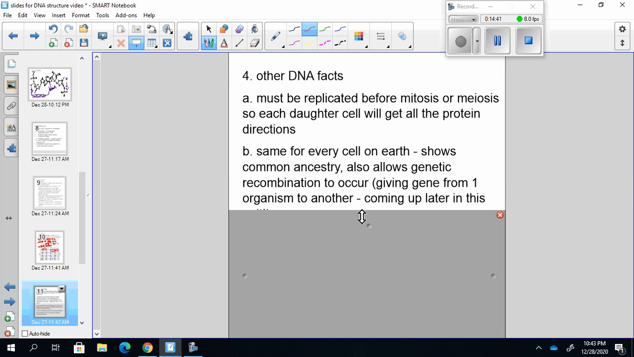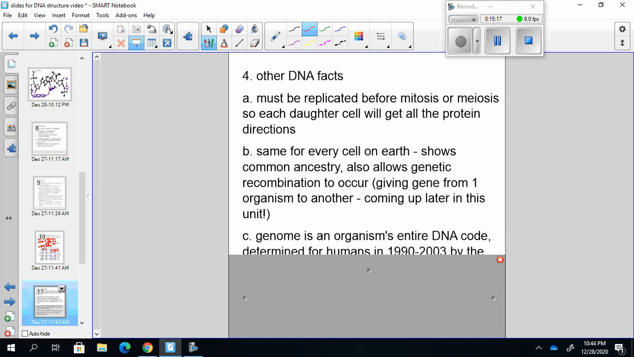And DNA is the same for every cell on Earth. It doesn't matter if it's a prokaryotic cell from a bacteria or if it's a cell in you. Everybody has the same DNA. The only difference is the order of the A's, T's, C's, and G's. So it shows a common ancestry. It also allows genetic recombination. So you can take a gene from a bacteria and put it into another organism. And that's going to come up later in this unit. And it's been a huge part of agriculture and cancer studies and all sorts of things.